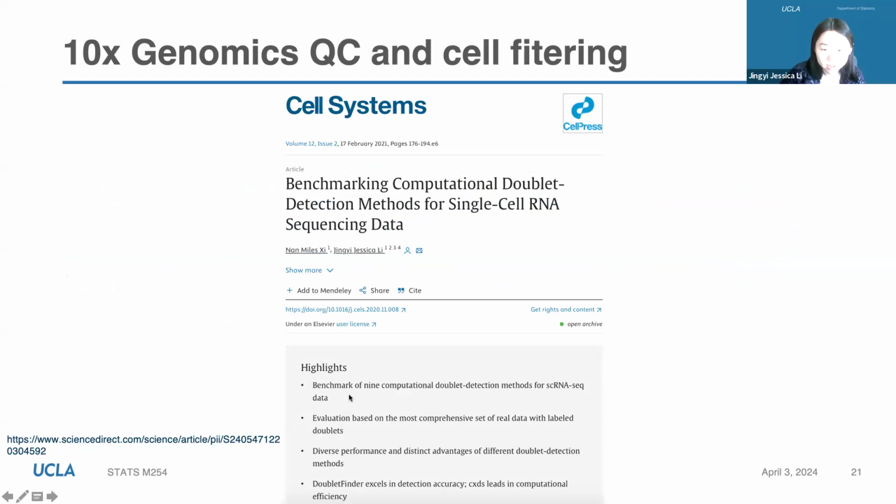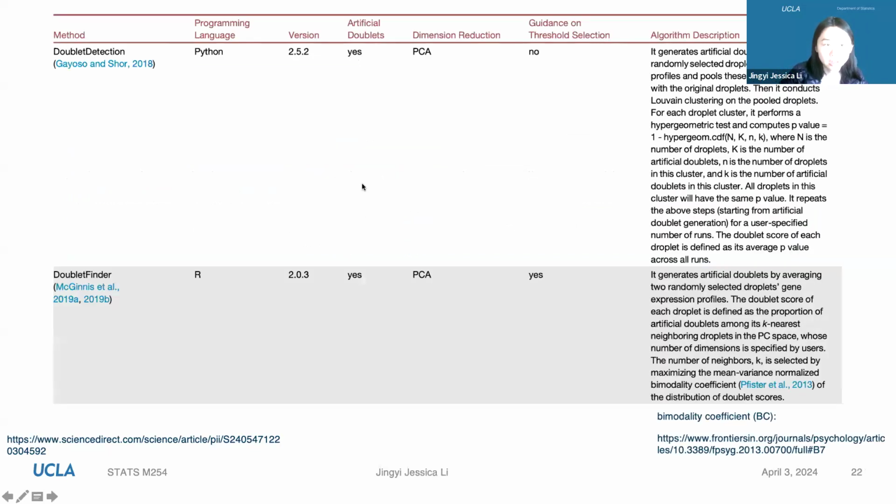The take-home message is that we used multiple criteria to evaluate doublet detection methods based on downstream analysis, such as clustering and differentially expressed gene identification. The conclusion is that we think DoubletFinder is the best for detection accuracy, while this method, cxds, is the fastest. Specifically, I'll just quickly go over the DoubletFinder methodology. And this is a table from our paper, showing what it actually does.